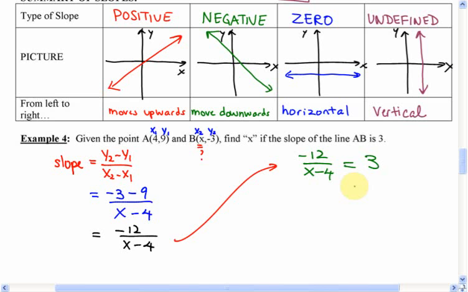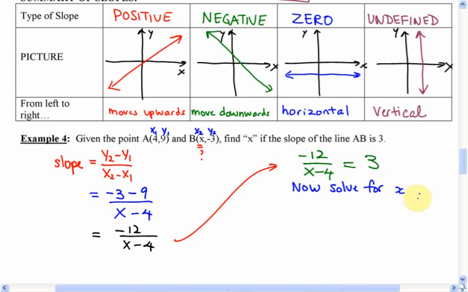This is the key step. I used the slope formula. I got an expression. And the question said that the slope equals 3. So make that expression equal to 3. How do you solve for x? Okay, so now I'm going to ask you to solve for x. Now solve for x. How?